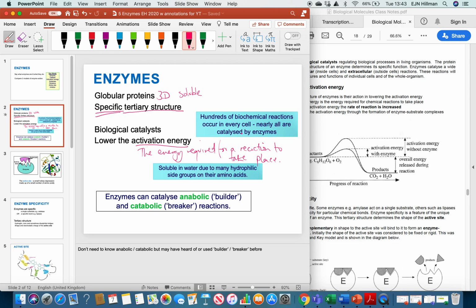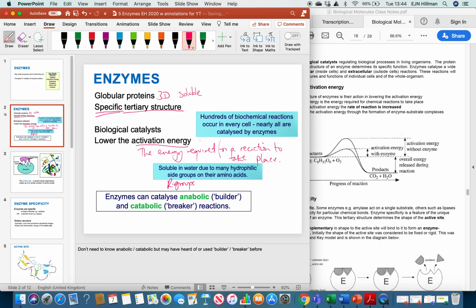Inside cells, inside organisms, there are hundreds of thousands, tens of thousands of reactions that are taking place. Almost every one of them will be catalyzed by an enzyme of some description, and some biological pathways, metabolic pathways, series of reactions may involve a series of different enzymes. They are soluble in water, as I said earlier on, due to their hydrophilic side groups. So side groups, those R groups on the polypeptide chains that face outwards.